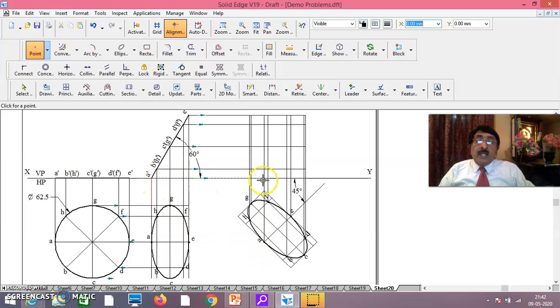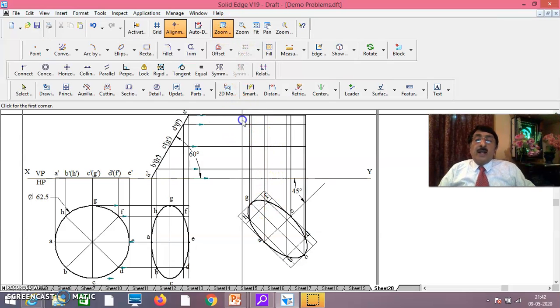Now see here, A should be on this line. You look for the intersection. I'll have the A should be here. No, it is the 1, 2, 3, 4, 5, 6th line. That is why what I'll do, I'll zoom this area.